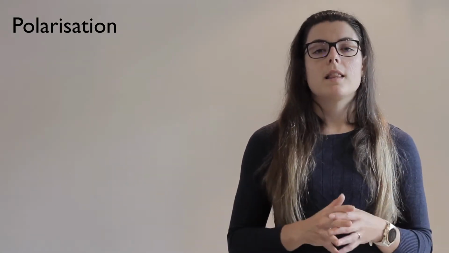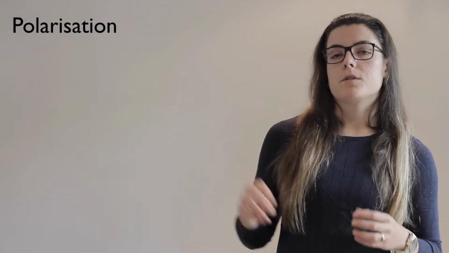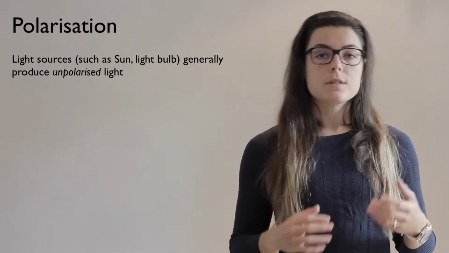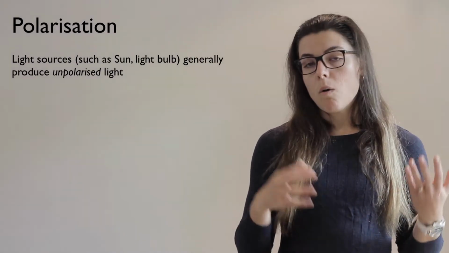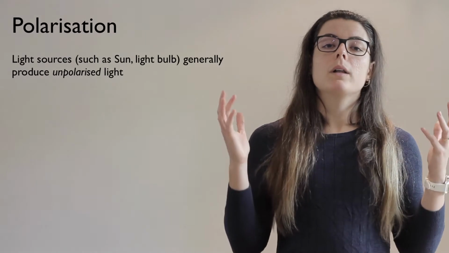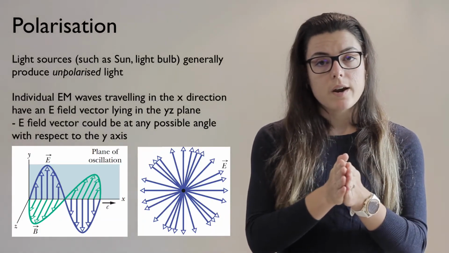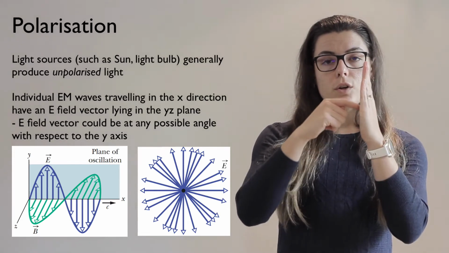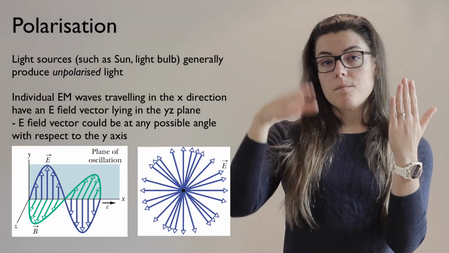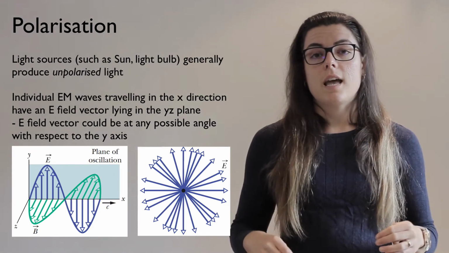So polarized light doesn't just happen naturally from sources. What I mean by that is, for example, light sources such as light bulbs or the sun and stars, they emit what we call unpolarized light. So for a wave that is traveling in the x direction, remember you've got your electric field that could be oscillating in, say, the y plane, and you've got your magnetic field in the z plane.